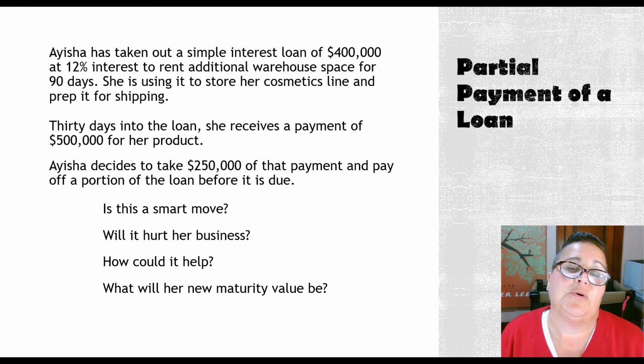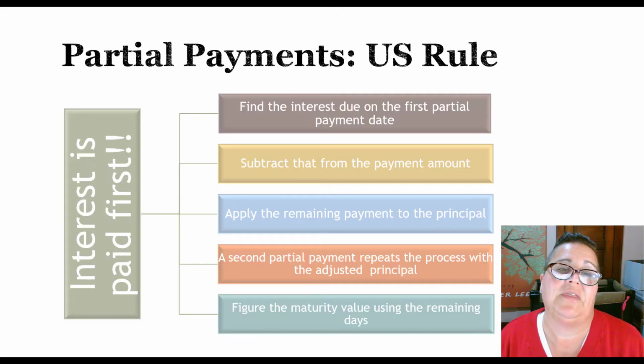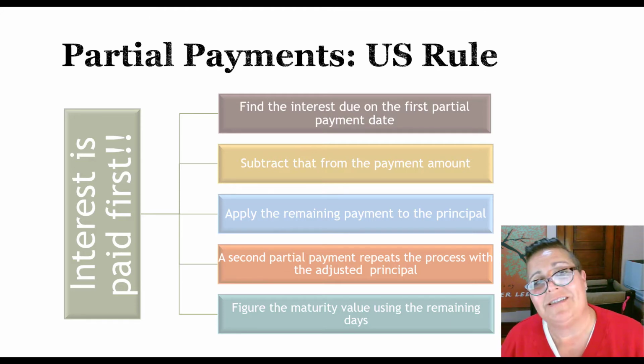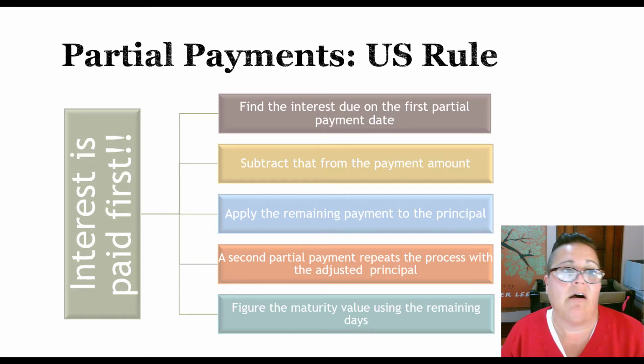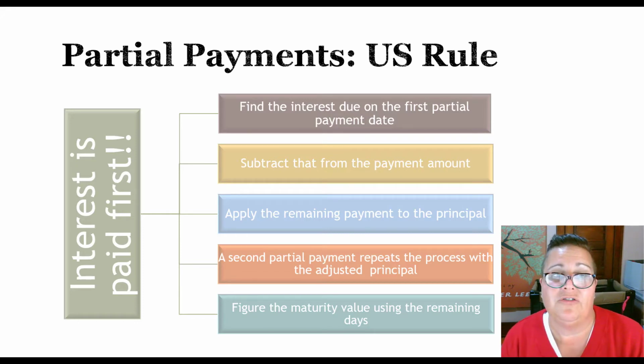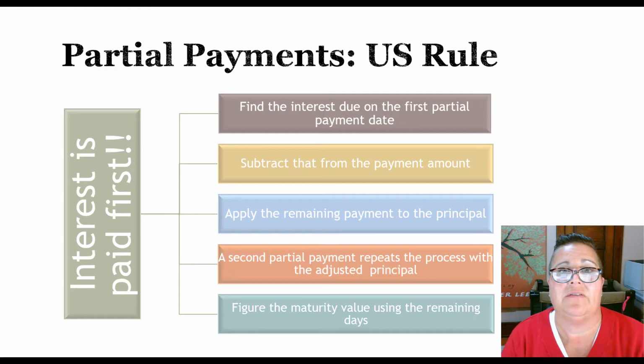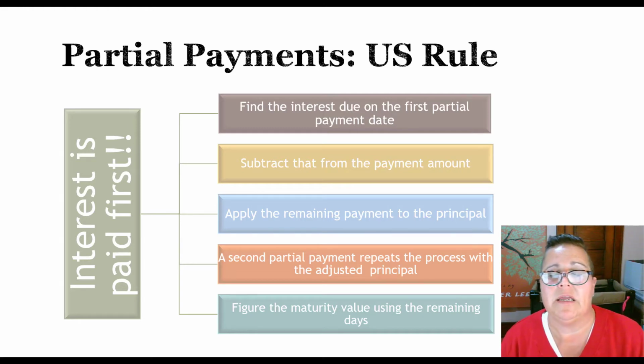All right, so what we're going to be doing is working with the idea of this partial payment in the US rule. It is literally called the US rule. And the US rule says that in the case of a loan, the interest must be paid first. So basically, the bank takes its money before anyone else gets theirs. Pay the bank first, okay?